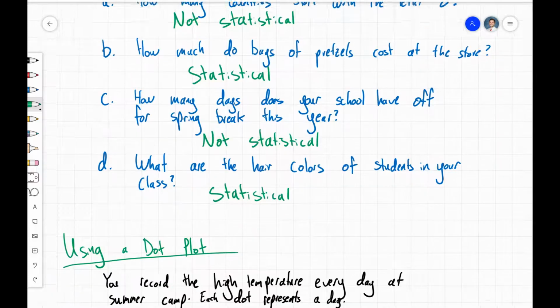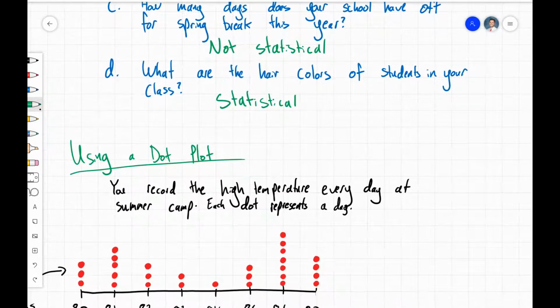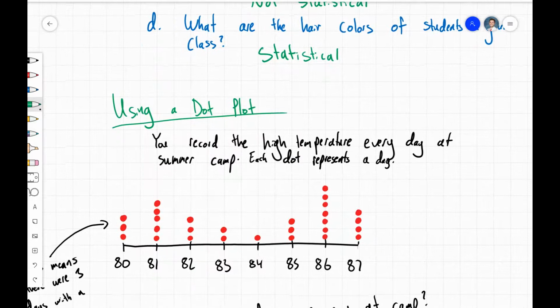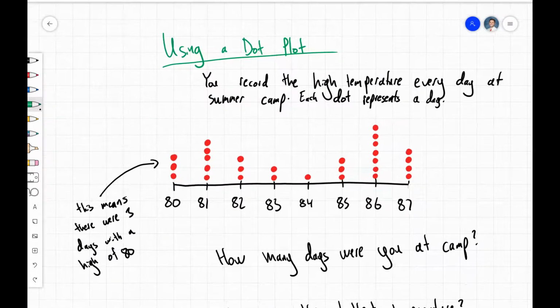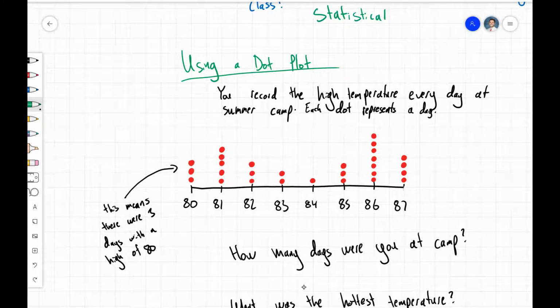Now, another thing we're going to look at today is using a dot plot. So this example problem says you record the high temperature every day at summer camp. Each of these dots represents a day. So if we were looking at this, right, we can see there were 3 days when you were at camp where it was 80 degrees, right? Each of these dots here above 80 represents one day where it was 80 degrees. We can see then if we look at 81, there are 5 dots, meaning 5 of the days you were at camp, the high temperature was 81 degrees. And you can go on and on.